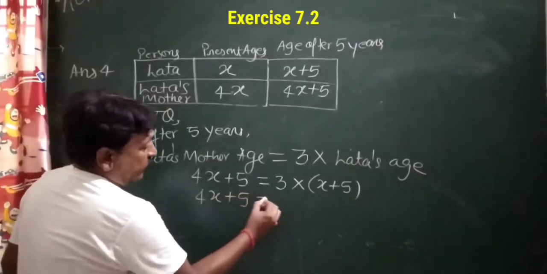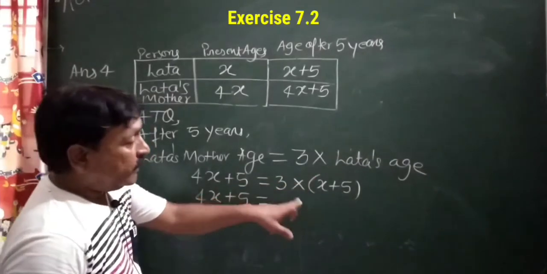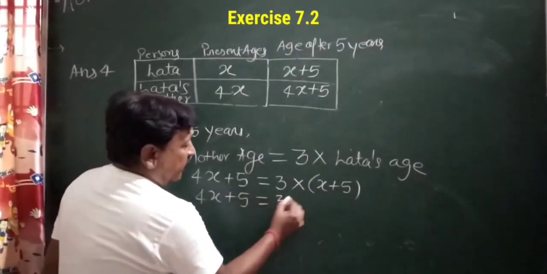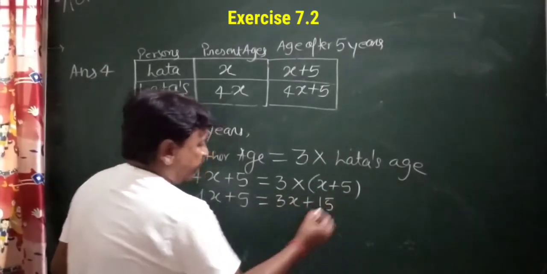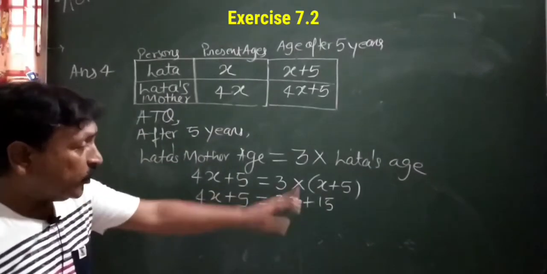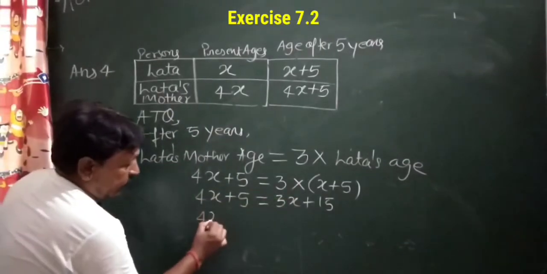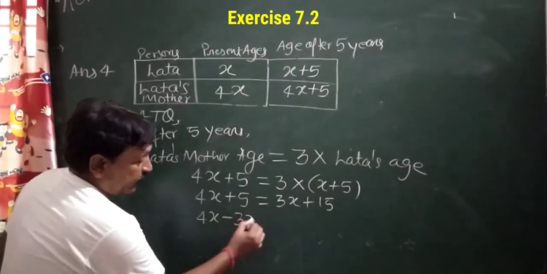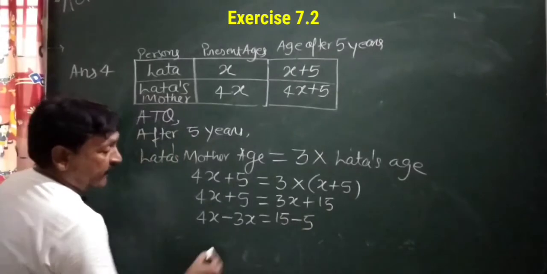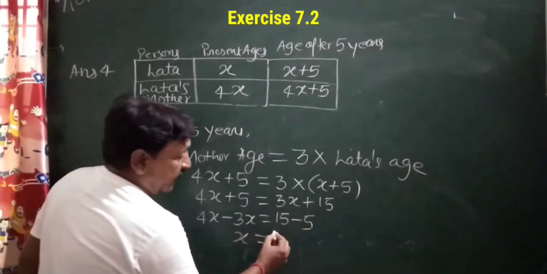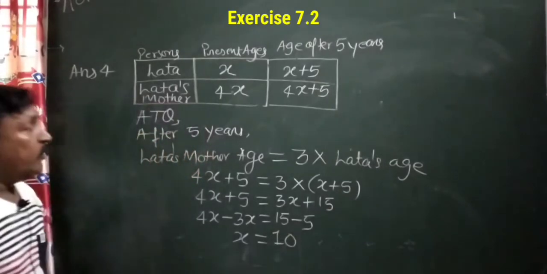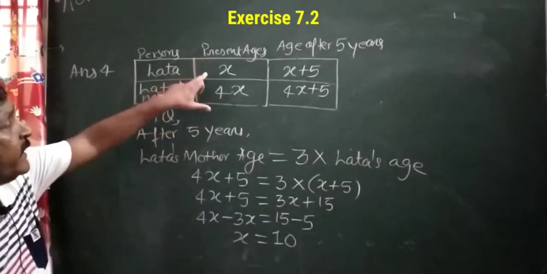4x plus 5 equals, when the bracket opens, 3 will get multiplied with x also and 5 also, 3x plus 15. Send x terms to one side and numbers to the other. 4x, we have to do transposing here. 15 minus 5, 4x minus 3x, x. 15 minus 5, how much? 10. So the question was asking their present ages.